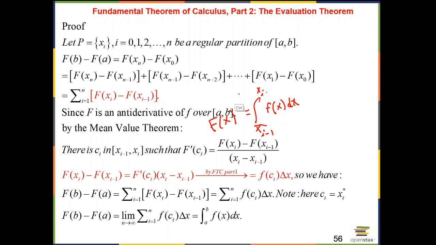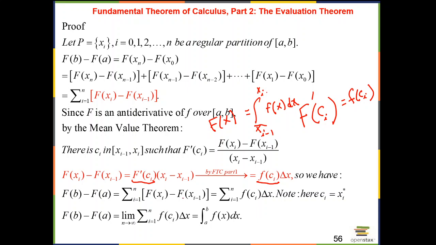So that is the area function in that partition. And according to part 1, if I want to take the derivative of this, then there has to be a number between x sub i minus 1 and x sub i, let's call this ci, such that f prime of c equals f of ci, right? So this part right here can be replaced by that.